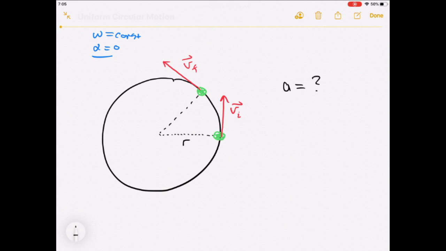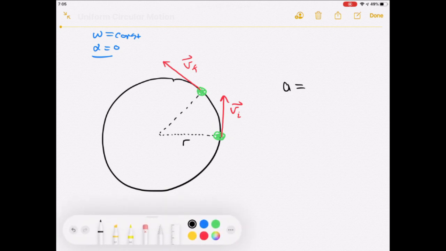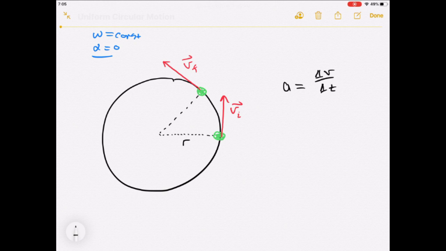Well, I said alpha is 0. Right, but alpha is an angular acceleration, which also means the tangential acceleration is 0. But what about some kind of radial acceleration? Am I accelerating in or out in any way? Well, at first glance, we say, well, acceleration is delta v over delta t, and v is constant, right? No. V has a constant size, but it is changing direction.